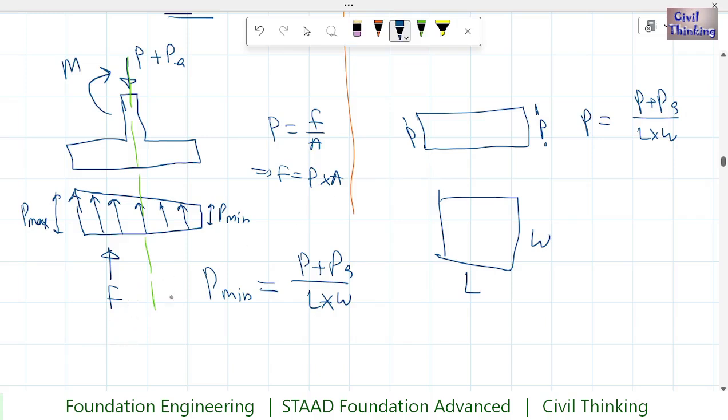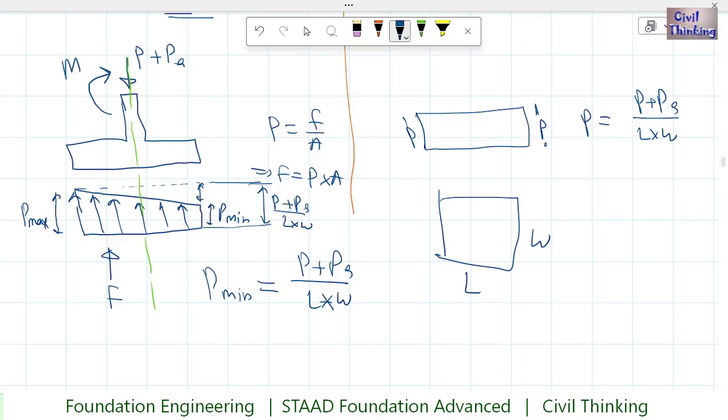And then we have to subtract something, right? Originally it was all of this, okay. So from here to here, it is this, right? P plus PA divided by L times W, okay. But we have some decrease due to this moment, okay. Due to the moment, we have this much of decrease here, okay.